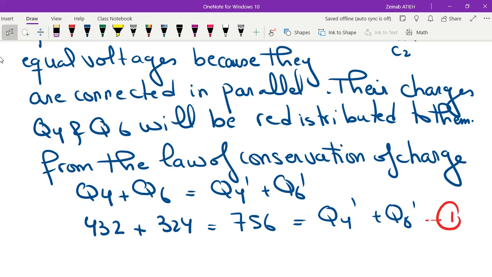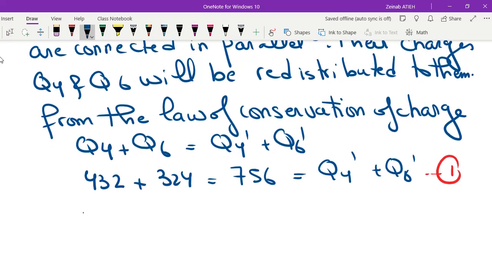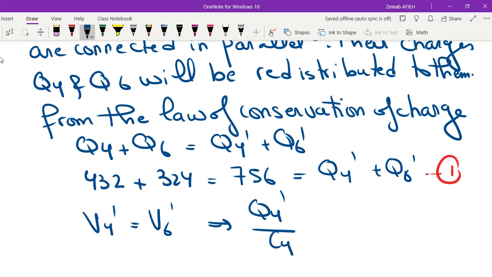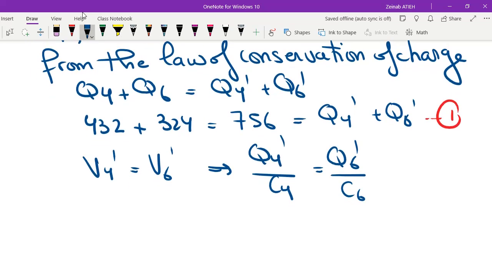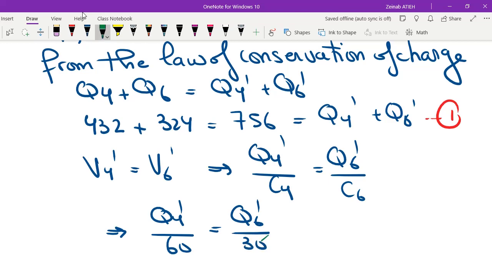بعد بدي الايكويشن الثانية. I write V's are equal, so V4 prime equals V6 prime implies Q4 prime over C4 equals Q6 prime over C6 implies Q4 prime over C4 is 60 equals Q6 prime over C6 is 30. أكيد فيها نختزل على 30 so this will يبقى عندي 2 implies Q4 prime minus 2Q6 prime is equal to 0, and this is equation 2.